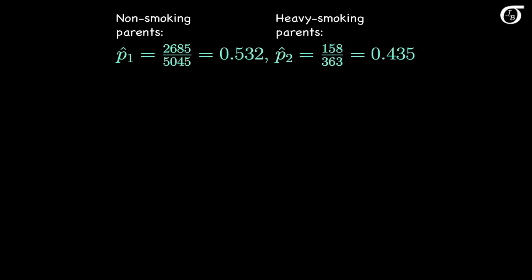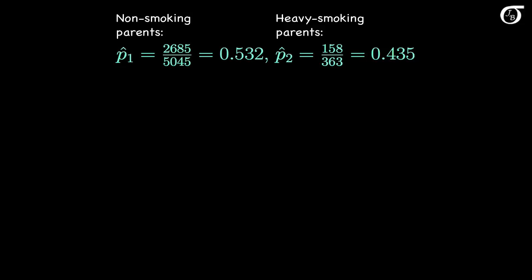I worked through an example with detailed calculations in another video, but here let's return to the male birth rate example from the start of this video and take a quick look at the results of the calculations. The sample proportion of male births to non-smoking parents was approximately 0.53, and the sample proportion of male births to heavy smoking parents was approximately 0.43.